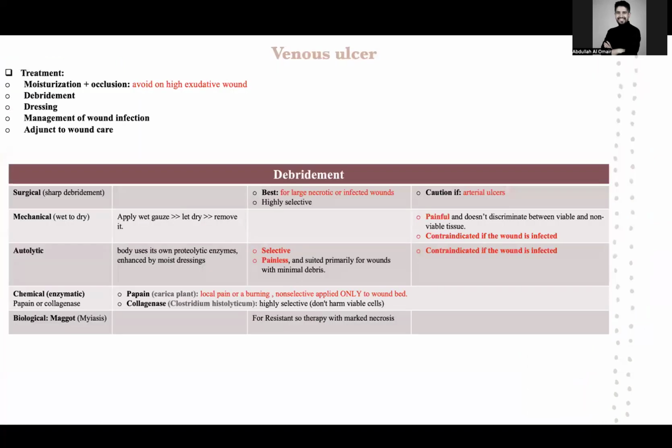So what is the treatment for any type of ulcer? In general there are only small differences between them. There are five important factors. Moisturization and occlusion, however, should avoid an infectious part of ulcer. Debridement, dressing, treat the underlying infection, treat the underlying colonization or infection, and adjuvant wound care for these patients.